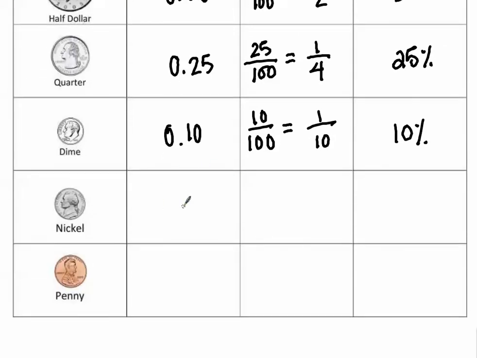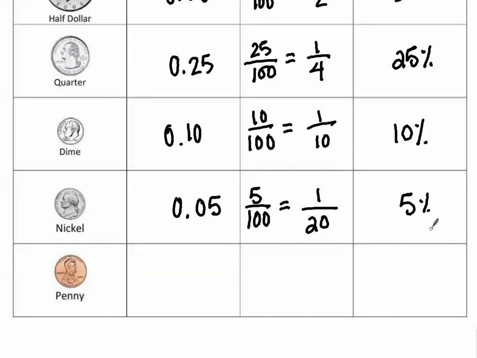For a nickel, that's 5 cents. Please make sure you write 0.05. That's 5/100ths because you have 5 cents out of a dollar. 5 over 100. You have 1 nickel, and it takes 20 nickels to make a dollar. So when you reduce 5 over 100, you get 1/20ths. A nickel is 5% of a dollar.